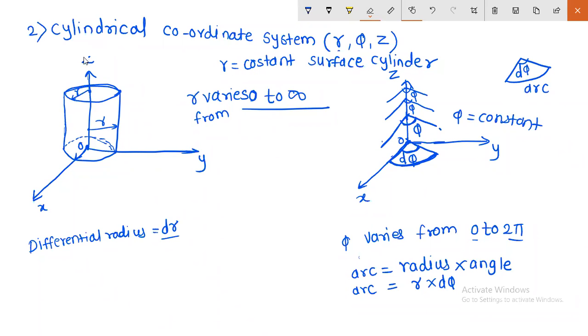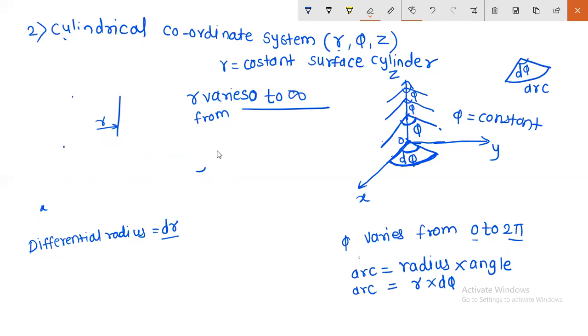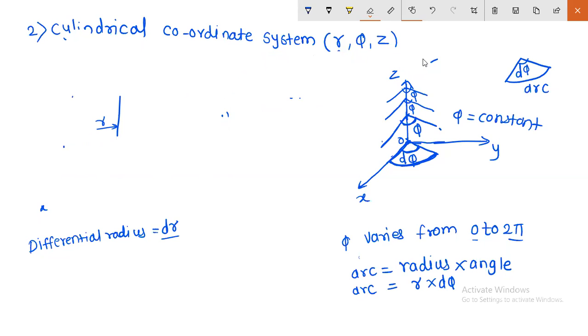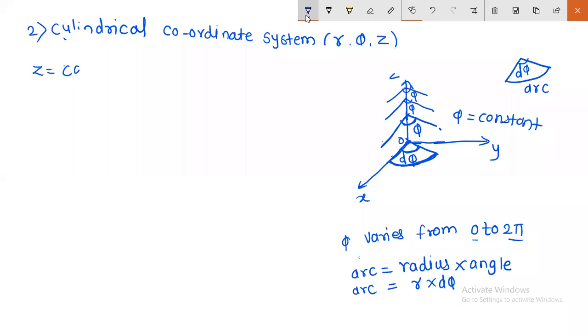I'll rub the left-hand side here only. Now the third coordinate is your z coordinate, that is z is equal to constant.